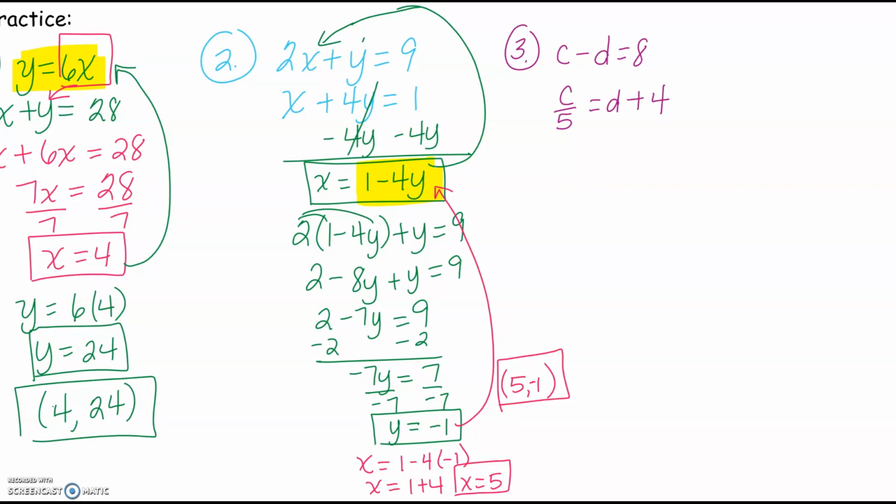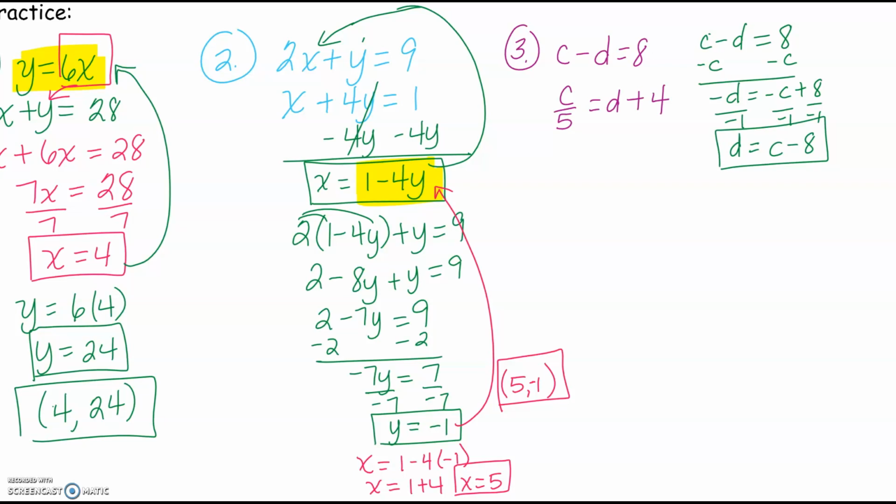Okay, so let's see how we want to go about solving this. I think I will solve in terms of D for the top equation. So if I do that, I'm going to subtract C. Let me do it in another color. So C minus D equals 8. I'm going to solve in terms of D, so I'm going to subtract C. I have negative D equals negative C plus 8. You can divide through by negative 1 so that you have D equals C minus 8.